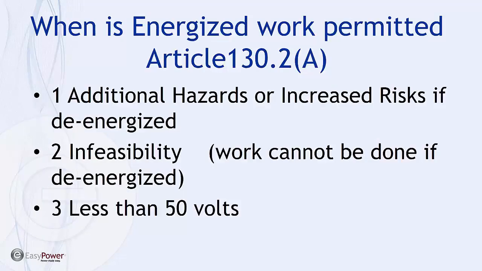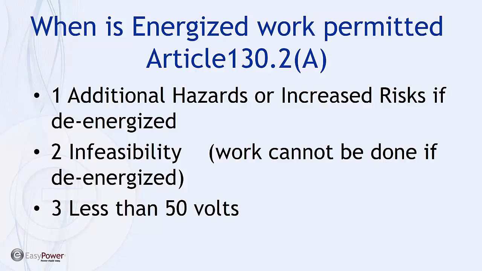When is energized work permitted? Article 130.2, paragraph A. Only in 3 cases: where additional hazard or increased risk would result if we de-energized the equipment in question, or if the work that needs to be done is infeasible. In other words, we need to make some sort of a test on the equipment running or in an energized condition, so consequently we can't approach it when it's de-energized and complete that work.